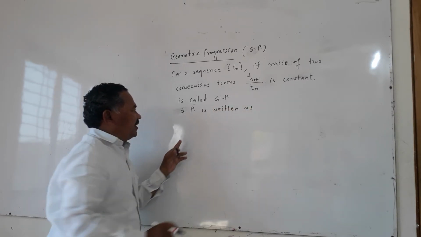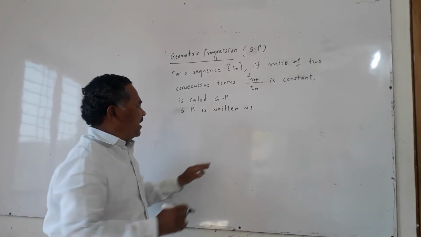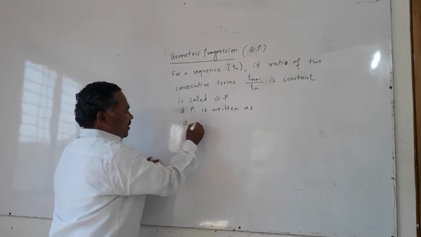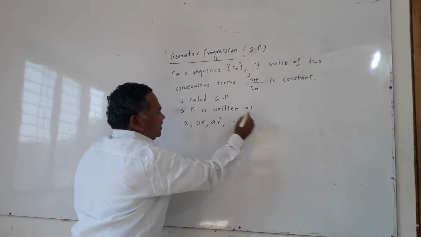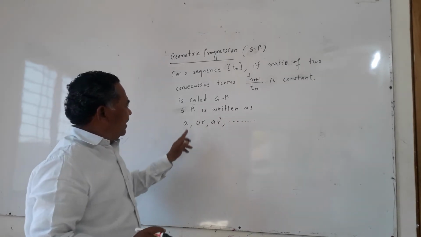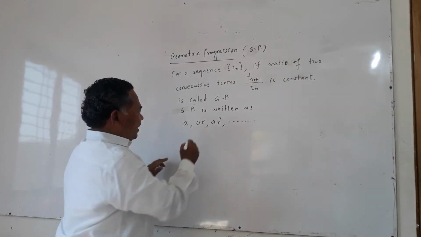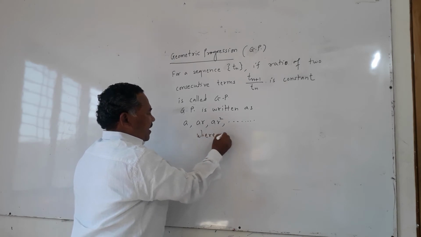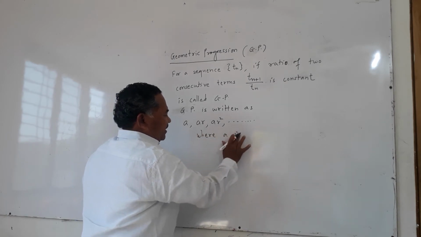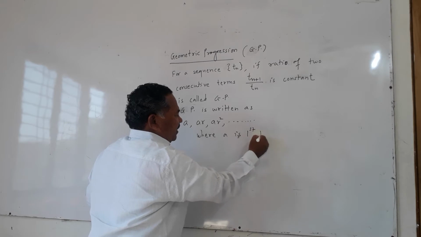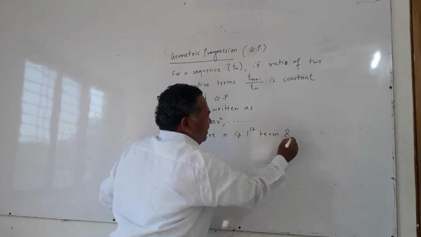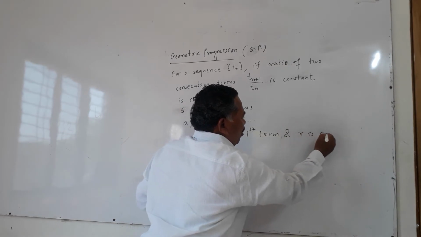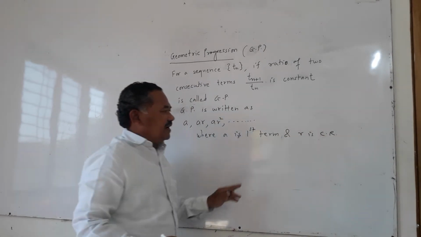Let's see here. Geometric progression, or in short GP, is generally written in this manner: a, ar, ar square, and so on. Remember, where a is the first term and r is the common ratio. Remember, r is the common ratio.